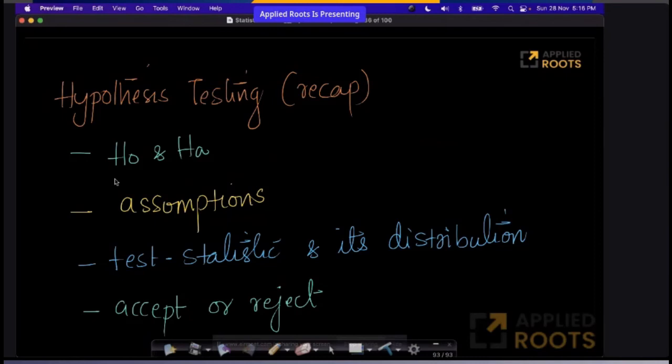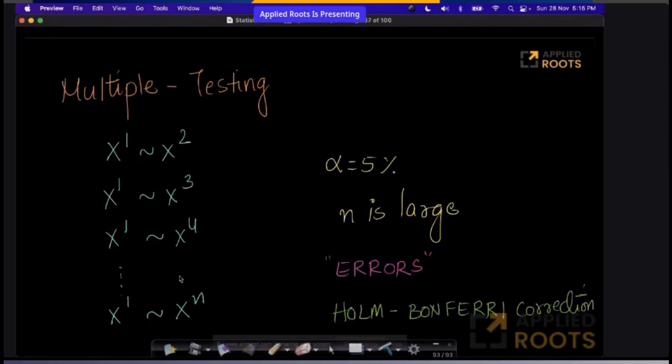So as far as hypothesis testing is concerned, it's all about the null hypothesis. It's about defining your null and alternative hypothesis, understanding the assumptions behind any test, computing the test statistic, knowing the distribution, getting the p-values, and accepting or rejecting.